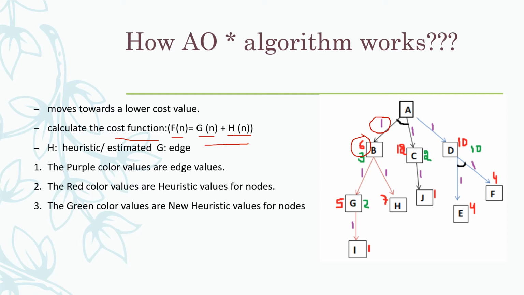So what are the steps? At first we have to choose the path. So from A we can go through B and C, or we can go to D. So what path should we choose? If we go to B and C from A, we get a cost function equal to 6 plus 12 plus 1 plus 1, that is 20.